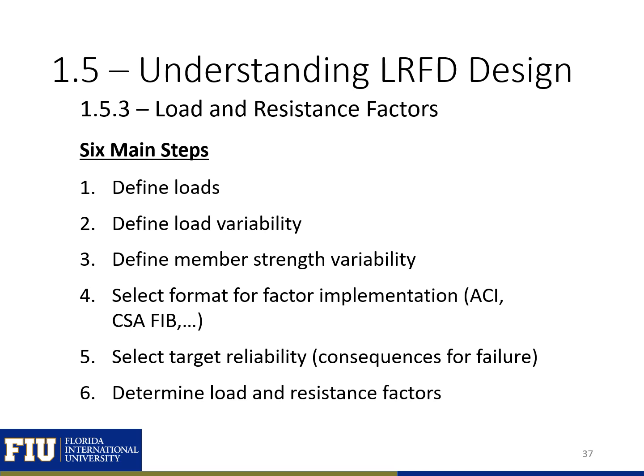To properly limit the probability that our factored load will be greater than our reduced strength, we need to look at 6 main different steps. So the first, we're going to define our loads. Then we're going to define our load variability. Then we'll look at and define our member strength variability. We'll select our format for factor implementation. So we'll focus on ACI in this section. And then we'll select a target reliability, and then finally determine our load and resistance factors.